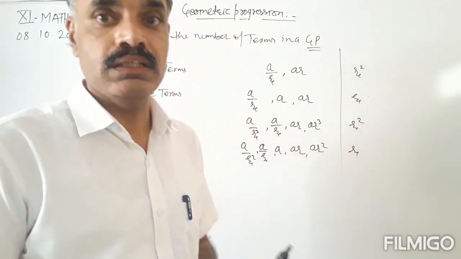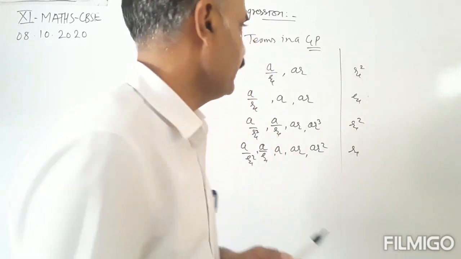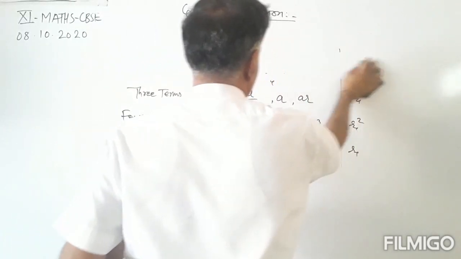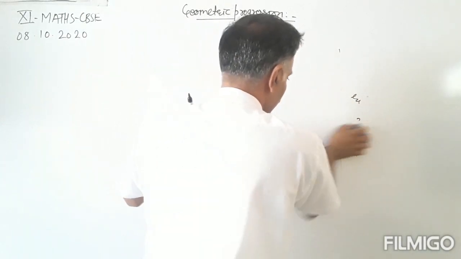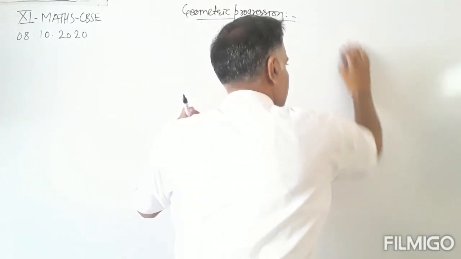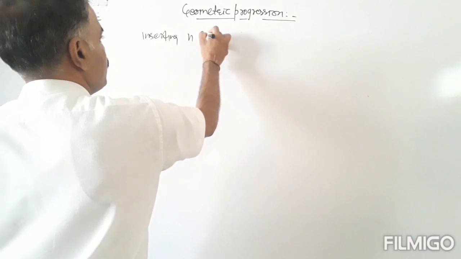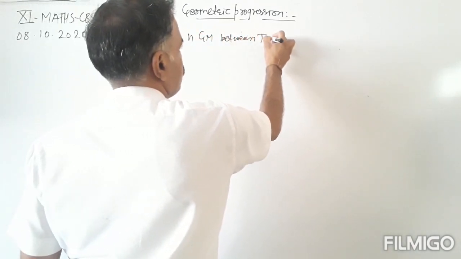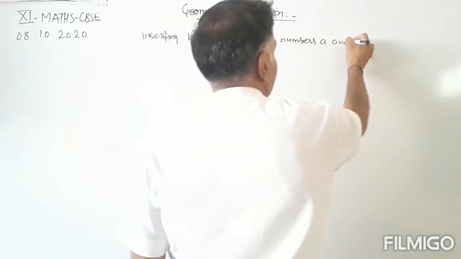Now we have the next topic in geometric progression, that is inserting n geometric means in between two numbers. Inserting n geometric means between two numbers a and b.